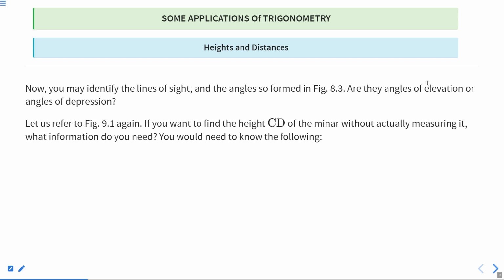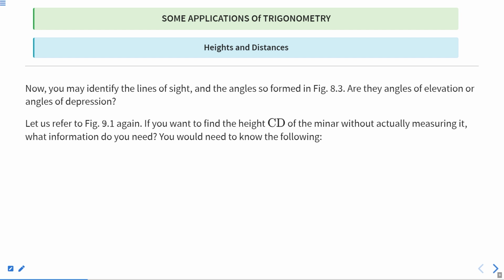Are they angles of elevation or angles of depression? So you can easily now identify the lines of sight and also the angles formed by the line of sight and the horizontal level. And you can also identify what type of angles they are, whether they are angles of elevation or angles of depression.